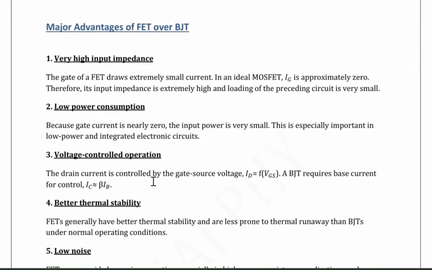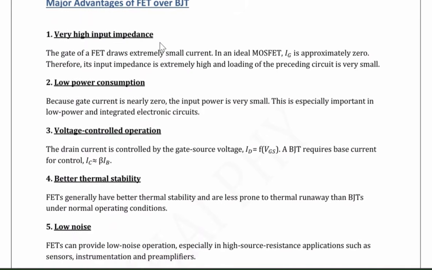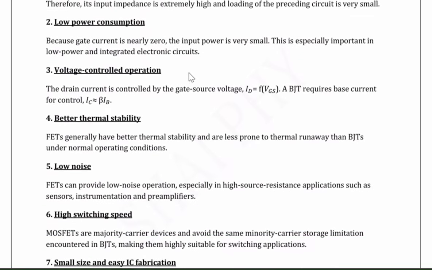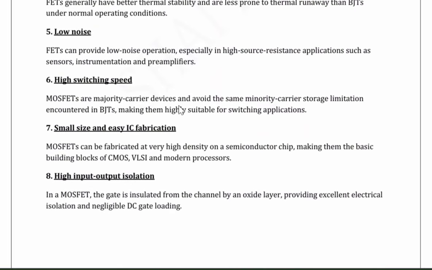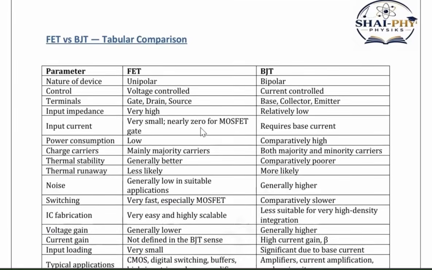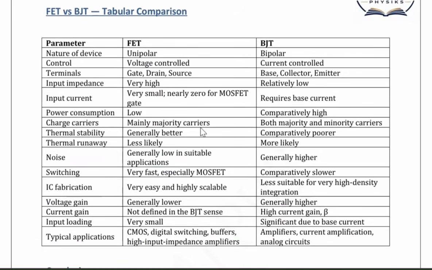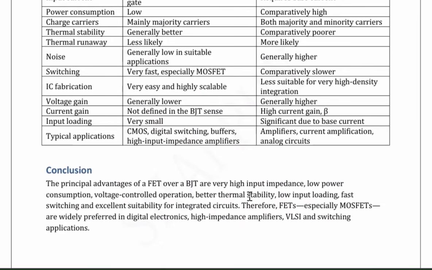The major advantages of FET over BJT, we have to write point-wise: very high input impedance, low power consumption, voltage-controlled operation, better thermal stability, low noise, high switching speed, small size and easy IC fabrication, and high input-output isolation. These are the points here. There is a tabular comparison. It is not strictly necessary in the answer, but from here you can get some points to write in your answer. And this is the conclusion, and that's all from my side.